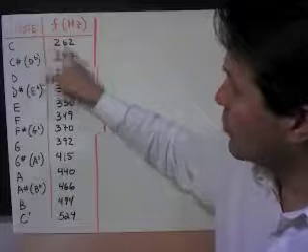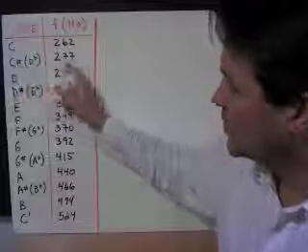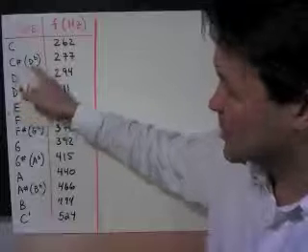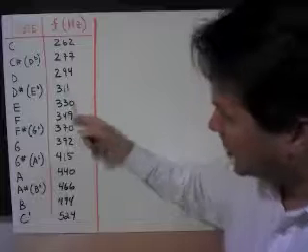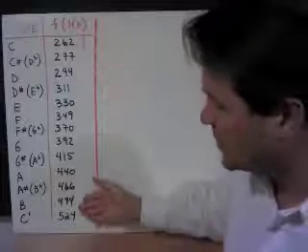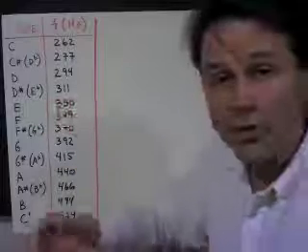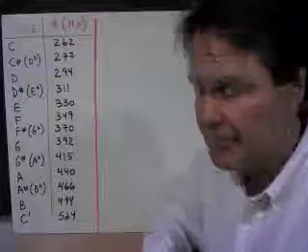So C corresponds to 262 hertz, C sharp 277 hertz, C sharp is the same thing as a D flat, D is 297, and so on. So we see that we can have very specific frequencies that correspond to the notes on a piano or the notes of any musical instrument for that matter.